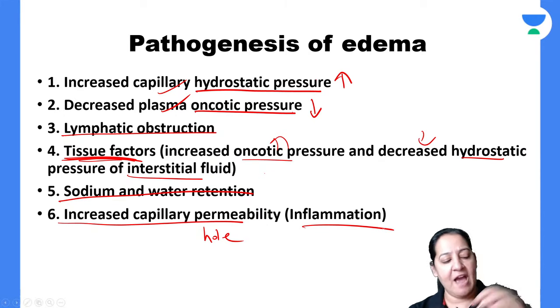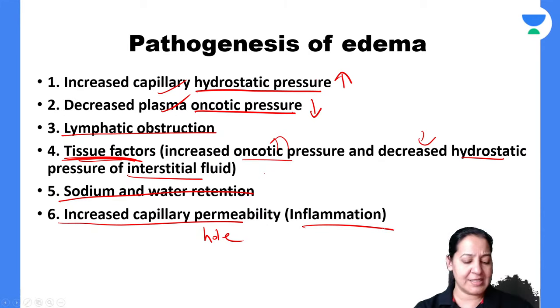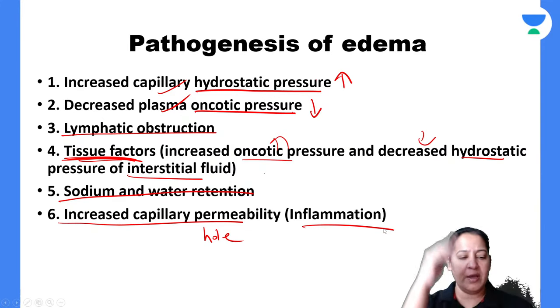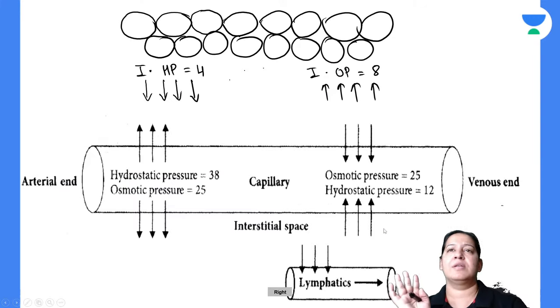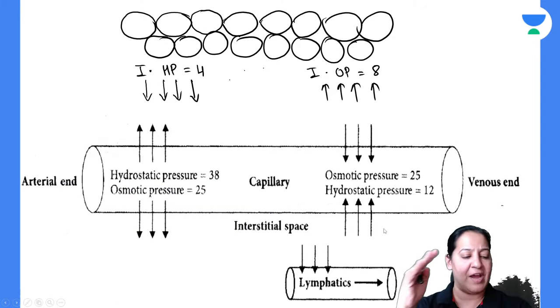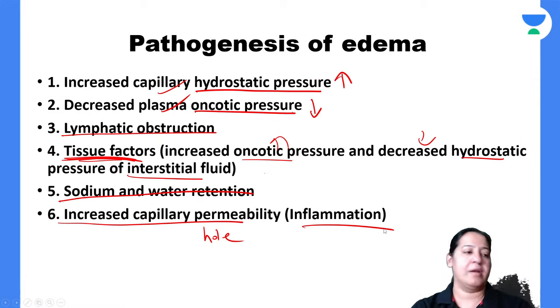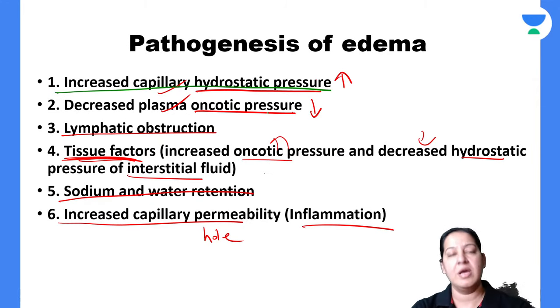So tell me, everyone give me a thumbs up first. Have you got the 6 causes of edema? I will explain all the causes, that is the pathogenesis of edema, in detail. But first you tell me, have you got it? Can you enumerate them? Yes. Okay, I guess you got it. So that is the pathogenesis of edema. Now you know all the pressures. Let me start them one by one. Let me start with the first one, that is increased hydrostatic pressure.